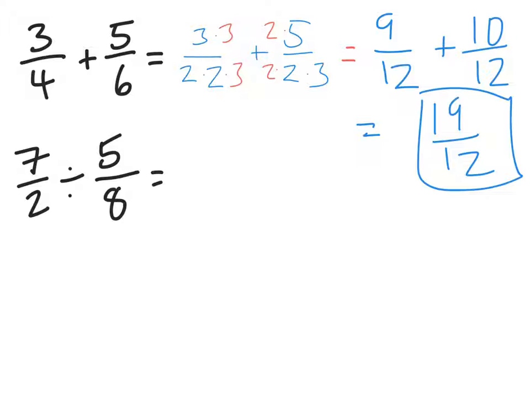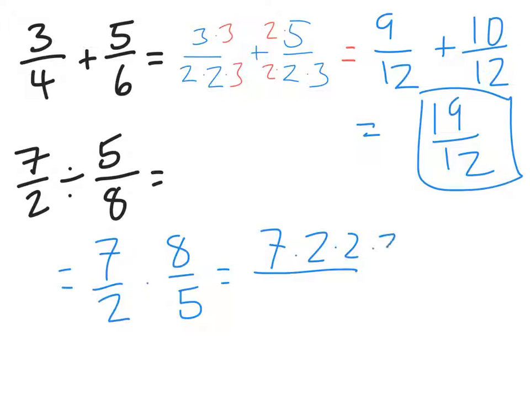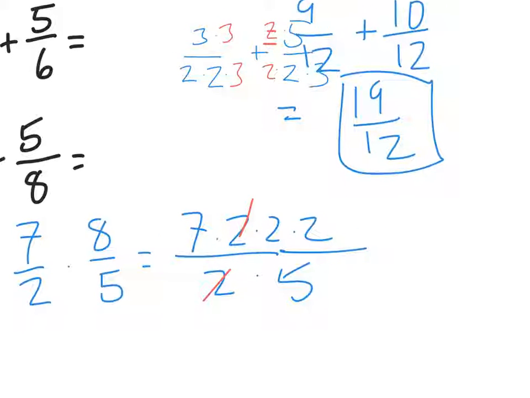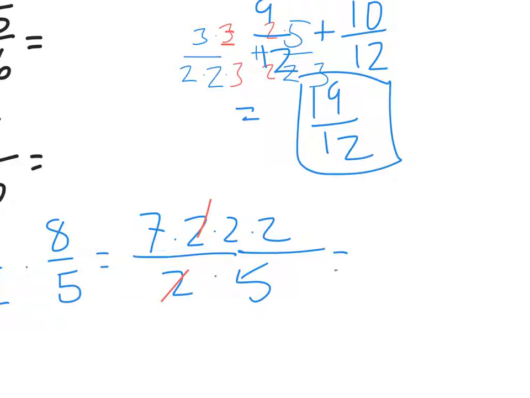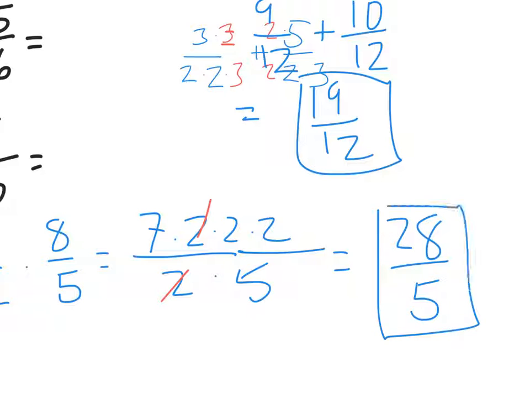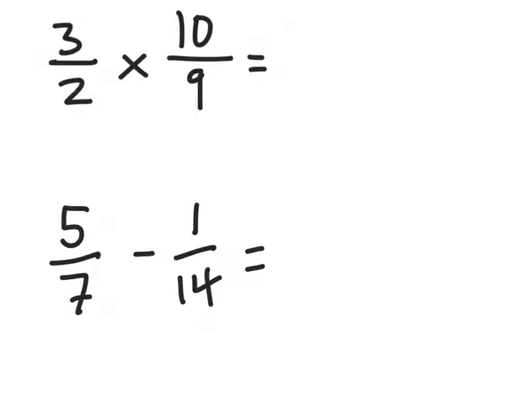The second one is division, so that's actually a little bit easier. We're going to keep the first fraction, change it to multiplication, and flip the second one. That was our rule. Let's factor now. 7 times 2 times 2 times 2 over 2 times 5. All that cancels is 1 2. And we get, what is that? 4 times 7, 28 over 5. That's it.